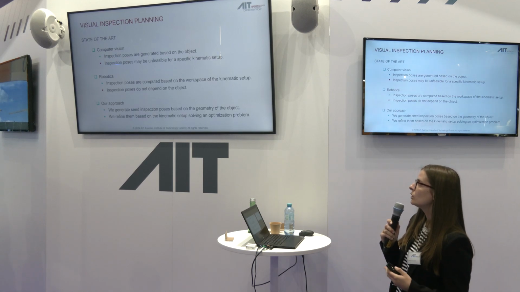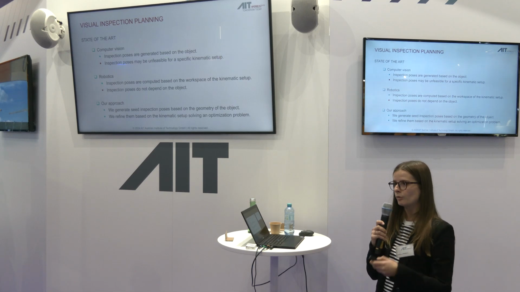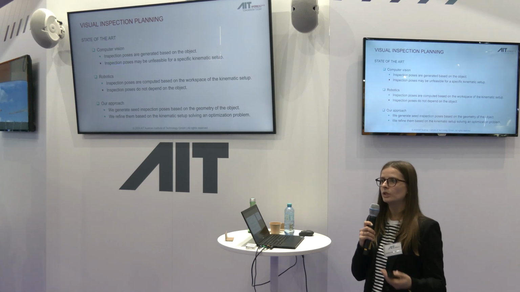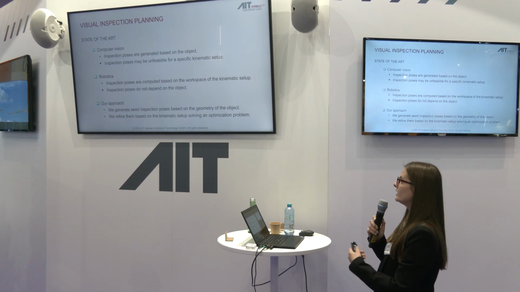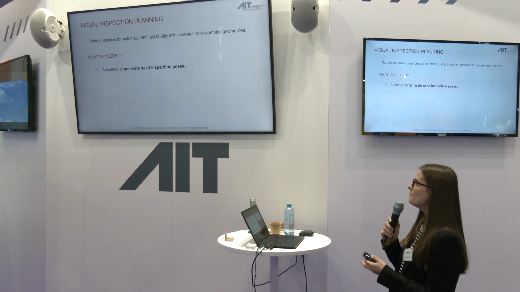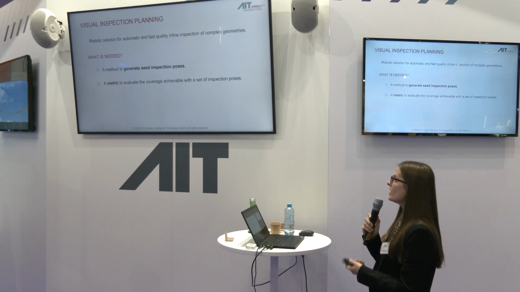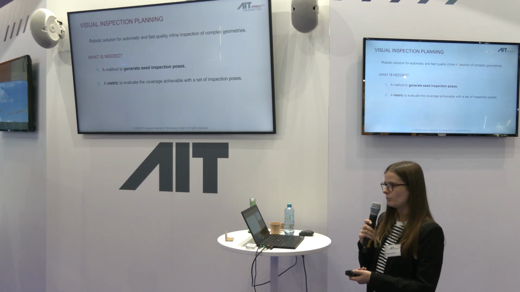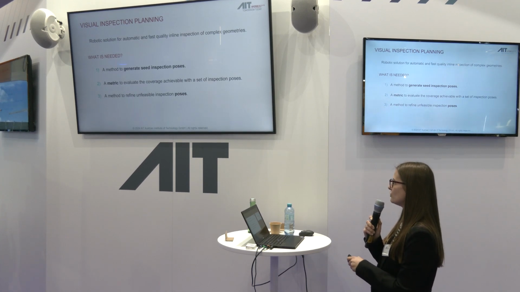For this reason, we wanted to develop a new method that takes into account both computer vision and robotics. So first of all, we generate seed inspection poses based on the geometry of the object, and then we refine them, taking into account the kinematic setup. To do so, first of all, we need a method to generate these seed inspection poses. Then we need a metric to evaluate the coverage, so to know how well we can see with these inspection poses. And finally, we need a method to refine those unfeasible inspection poses.